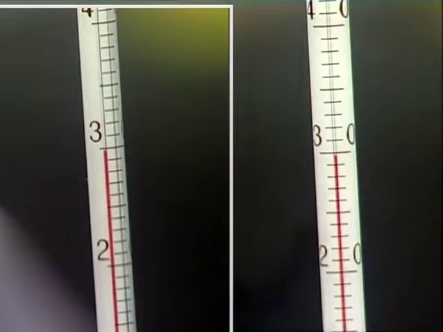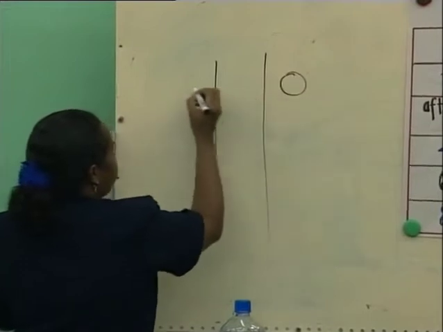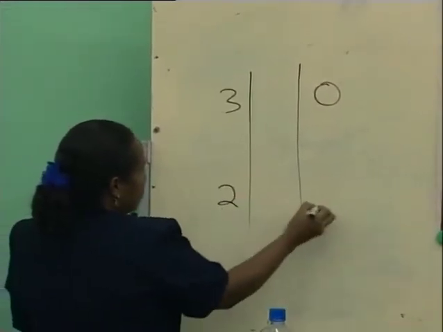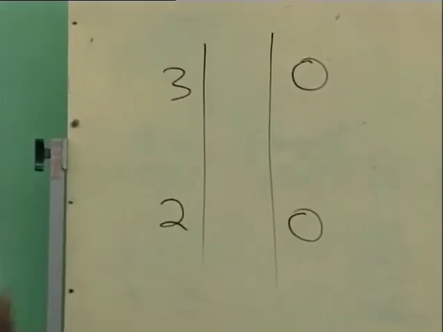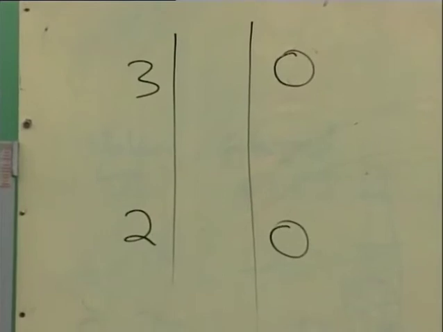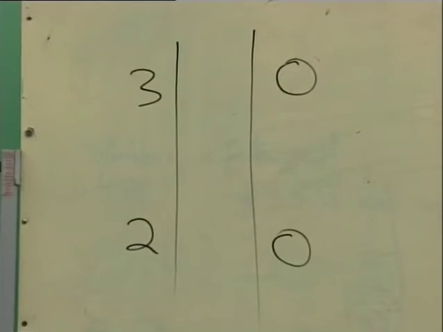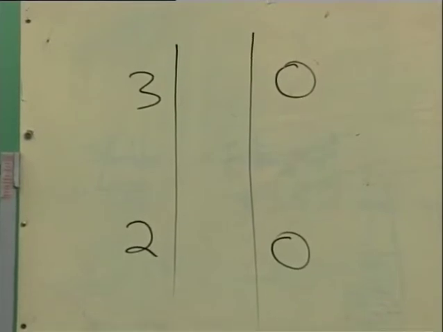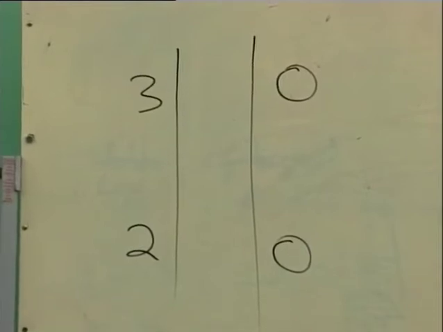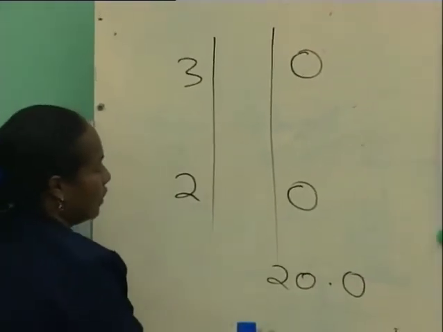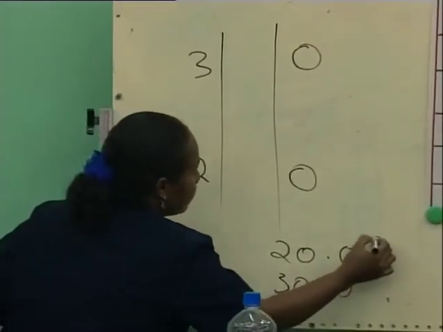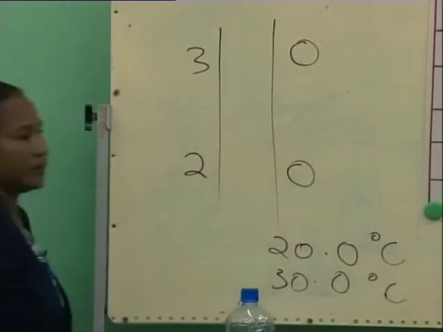This is what I mean. You have 0 here and you have 3 here. 3 and 0. Okay. Don't get your reading and say 3 point so and so. You are missing this 0 out. It should be 30. 30.0 degrees or 20.0 degrees. When you come across whole numbers, always say 20.0 or 30.0 degrees Celsius. Okay.